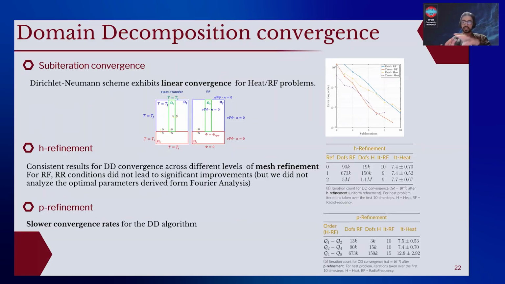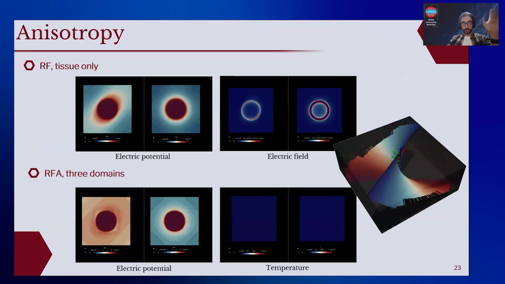For the p refinement, we kept the mesh the same, but we increased the polynomial orders, and we found a slight increase in the number of iterations to convergence, but still in the same ballpark. We also tested the anisotropy both in the tissue-only case and in the three domains coupled problem.